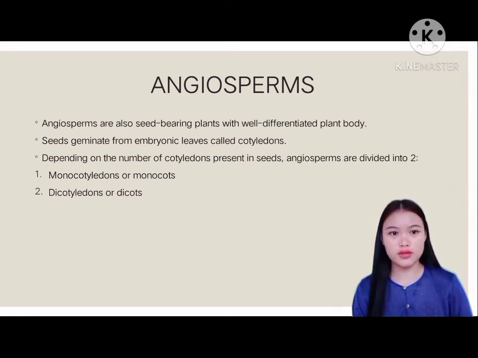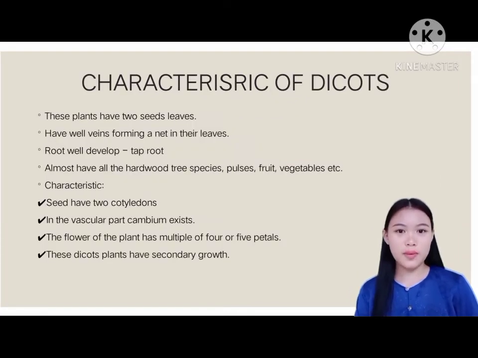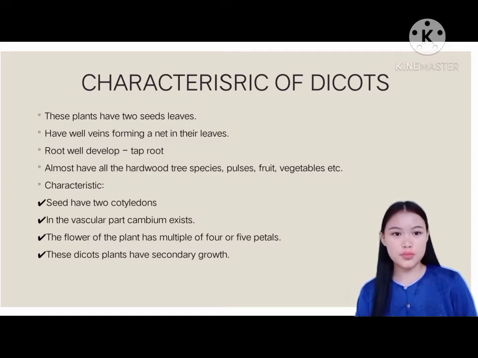or dicots. For dicot plants, these plants have 2 seed leaves, have veins forming a net in their leaves, root well developed, which is taproot, almost have all the hardwood tree species, pulses, fruit, and vegetables. Characteristic of dicots: seeds have 2 cotyledons. In the vascular part cambium exists.